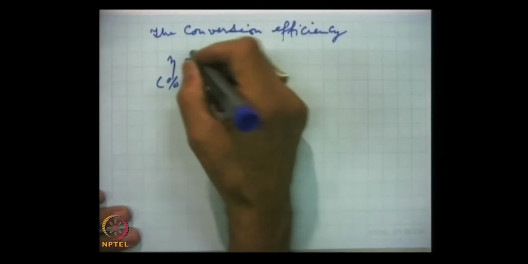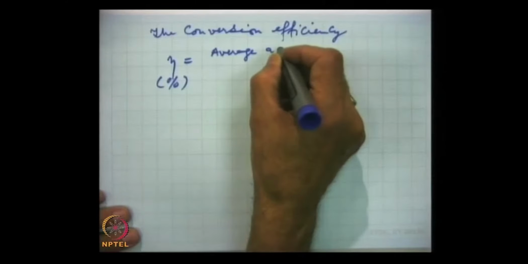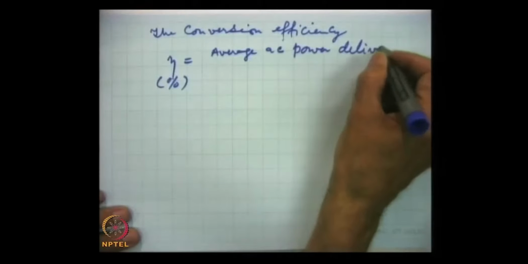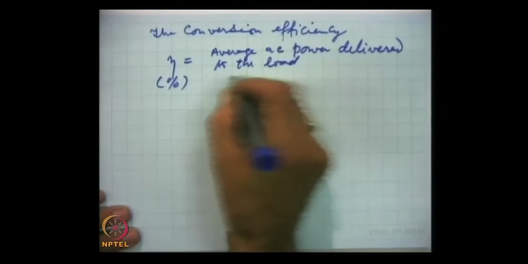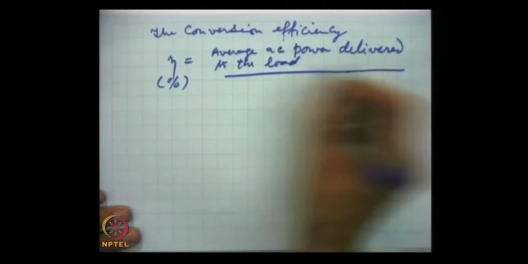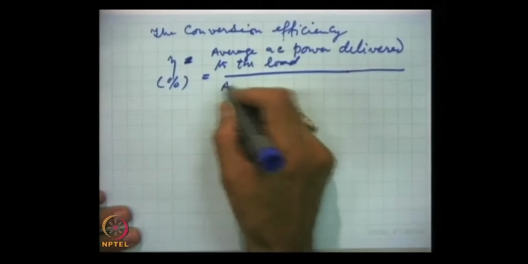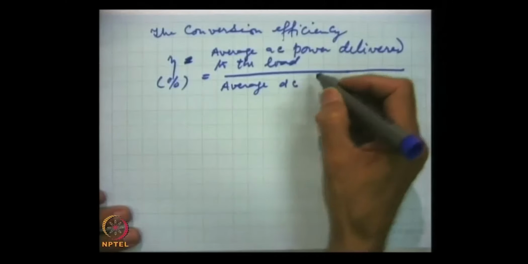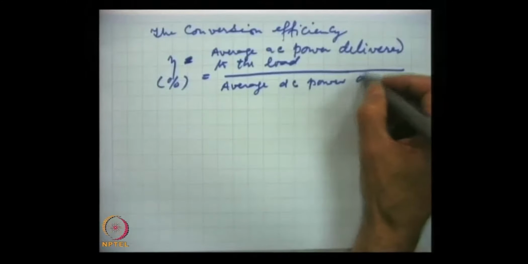So, this is the average AC power delivered to the load, and this is the average DC power drawn by the circuit.